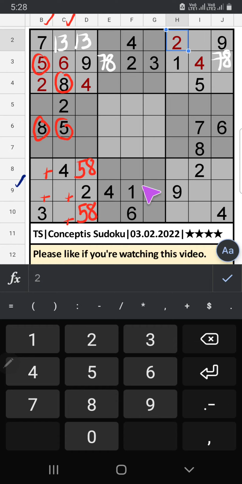Ninth row, we have 1 and 9. 1 and 9 can't come in these cells. It will come in any one of the cells. We will confirm later.